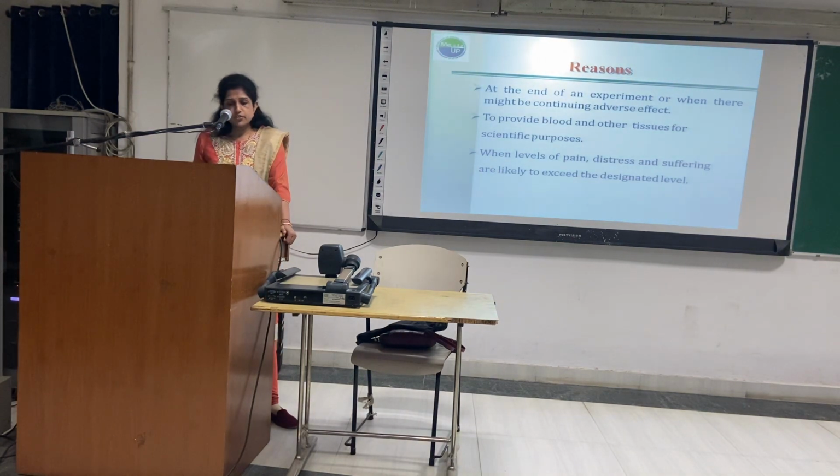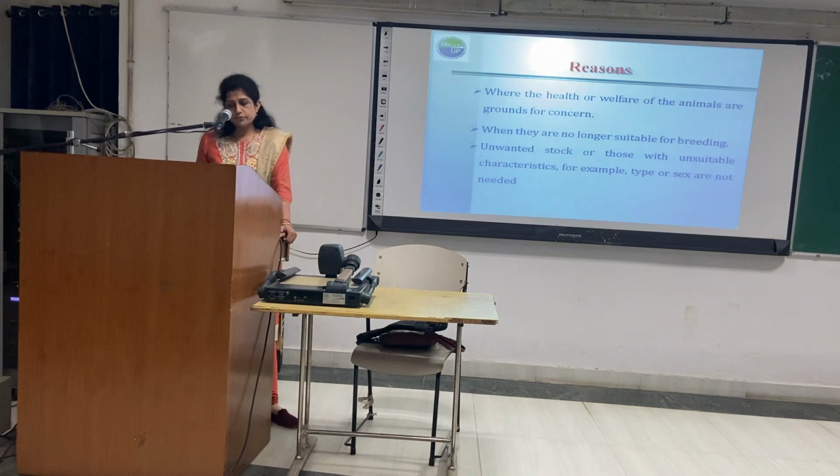Euthanasia is required at the end of an experiment or when there might be continuing adverse effect. Euthanasia is done to provide blood and other tissues for scientific purposes. When levels of pain, distress, and suffering are likely to exceed the designated level, euthanasia can be performed. Where the health or welfare of the animals is ground for concern, when they are no longer suitable for breeding, or unwanted stock or those with unsuitable characteristics, for example, type or sex, are not needed, then euthanasia may be performed.